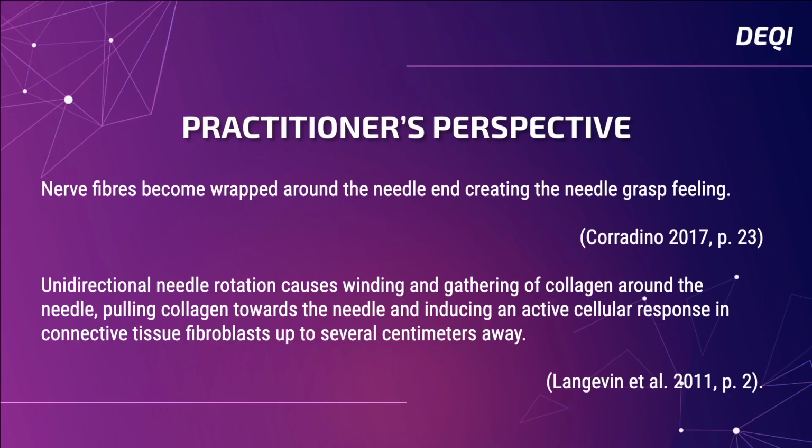This is happening because nerve fibers become wrapped around the needle and create the needle grasp effect. Unidirectional needle rotation causes winding and gathering of collagen around the needle, pulling collagen towards the needle and inducing an active cellular response in connective tissue fibroblasts up to several centimeters away from where the point is actually inserted.